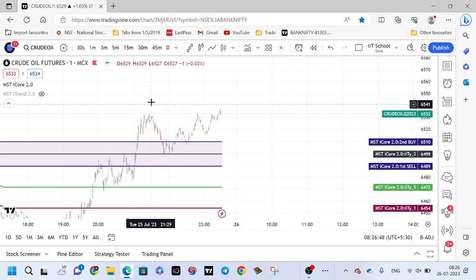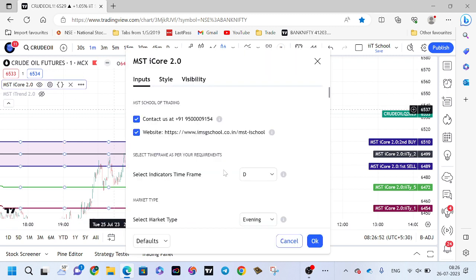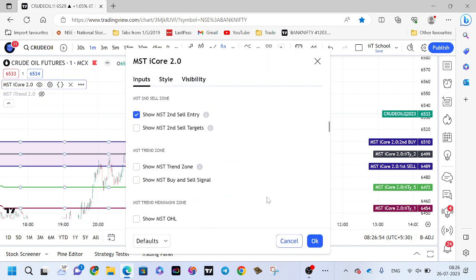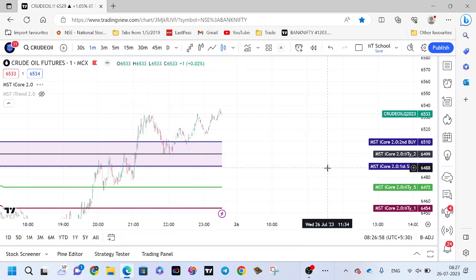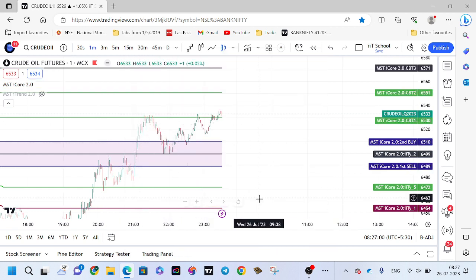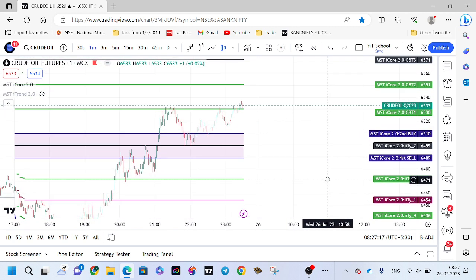Again, second buy you can wait. Second buy got activated, and let us see how many targets hit. Where is the second buy? This is the second buy. In the second buy, first target hit. Already we are in a buy trend. We are in a buy trade from the morning session, and in the evening session also we got a buy confirmation, and we should not go for the sell entry. Okay, this is how we have to trade.